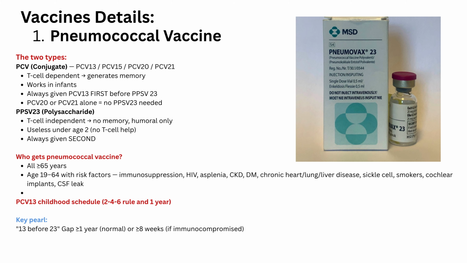Now the most important exam rule. Remember this line clearly, 13 before 23. PCV always comes first, PPSV23 always comes second. The gap is usually at least 1 year, but in immunocompromised patients it can be as short as 8 weeks.